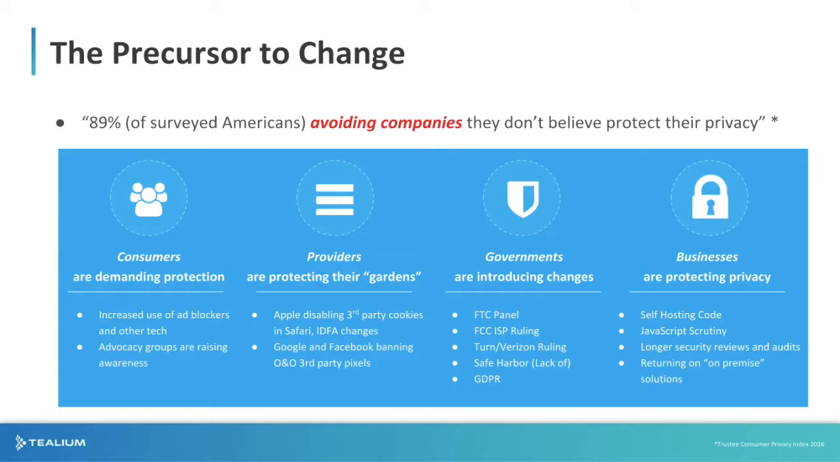Now, you also have to consider that we are on the precipice of change. 89% of surveyed Americans are avoiding companies that they don't believe are protecting their data. So the industry is really helping to drive this change with an increased focus on data governance issues. And we're seeing that across these main points here. Consumers are demanding protection, with the increased use of ad blockers. Providers are really protecting their gardens, so being able to disable third-party cookies. Governments are introducing changes. I think everybody who signed up for this webinar today may have heard of GDPR in some capacity or another. And lastly, businesses are protecting their privacy. There's newly created roles within the organization to help really manage data and the privacy and looking at the practices of how data is being utilized.